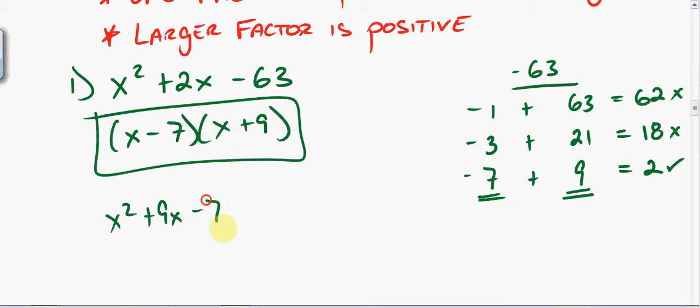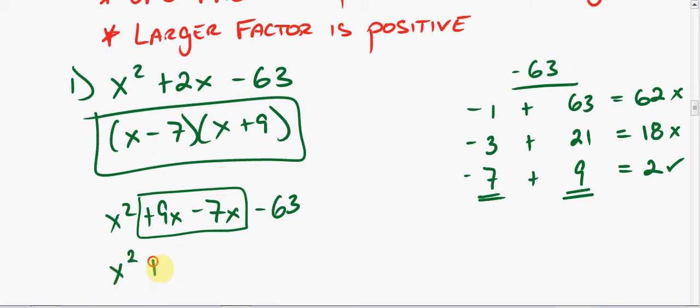Negative 7 times x gives me negative 7x. Negative 7 times positive 9 is negative 63. That matches here. And when we combine our like terms, we're basically adding the two factors together. 9 plus negative 7, or 9 minus 7, gives us positive 2x. So we've got x squared plus 2x minus 63. These two trinomials match, so we're confident we have the correct factorization.